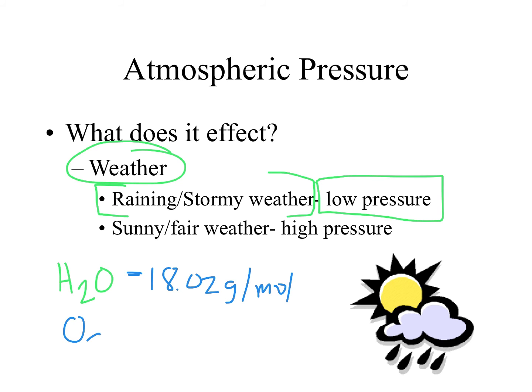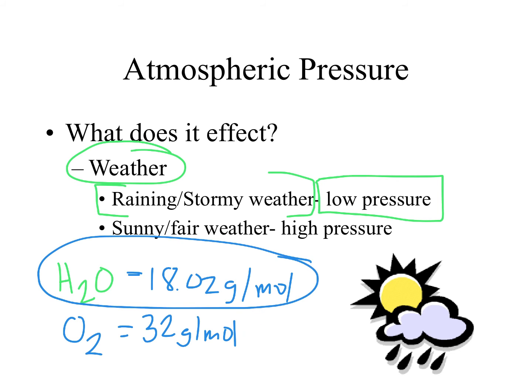If you take just plain old oxygen, O2, that's already 32 grams per mole. So when you come in with rainy precipitation into the atmosphere, you have more lighter material above you because of that moisture in the air, and that lighter material above you lowers the pressure. So that's why rainy or stormy weather comes in as a lower pressure system comes forward.